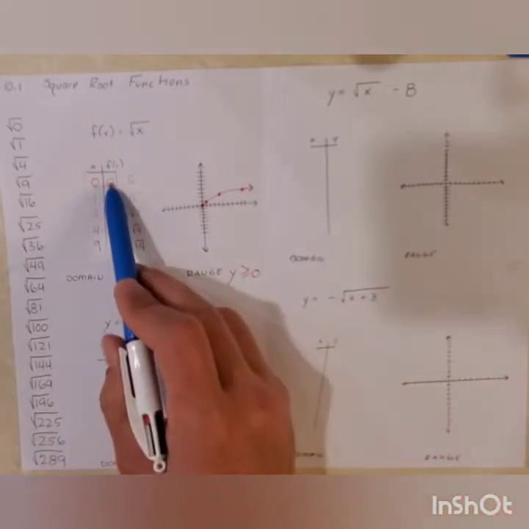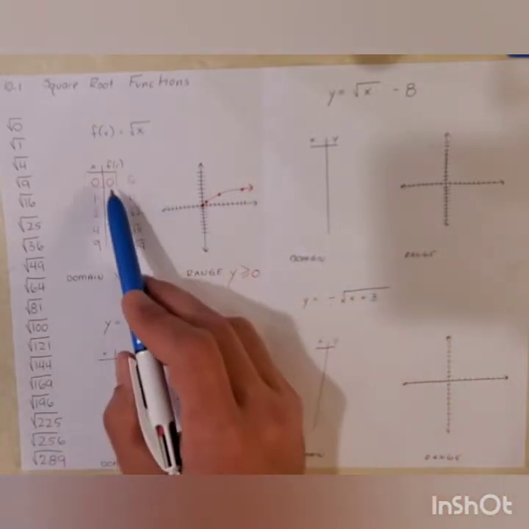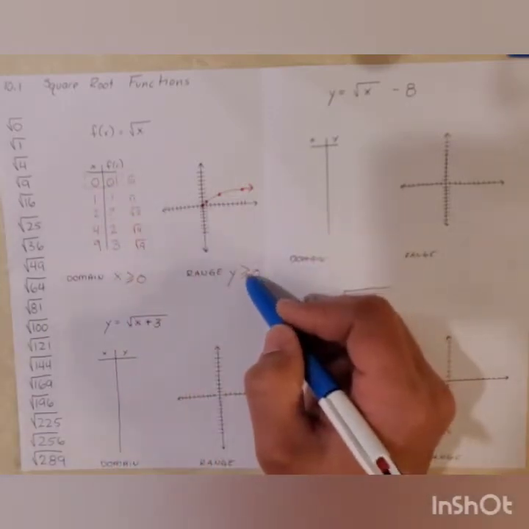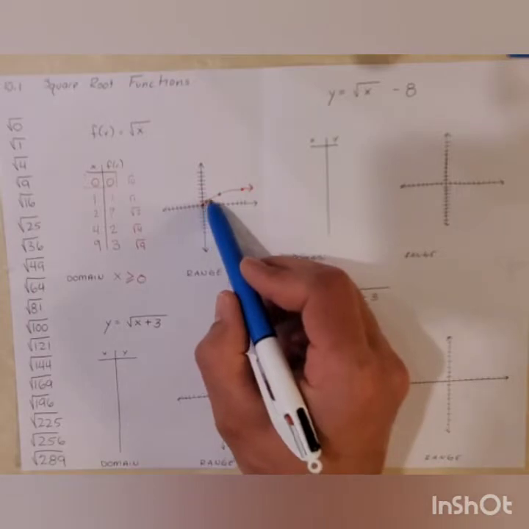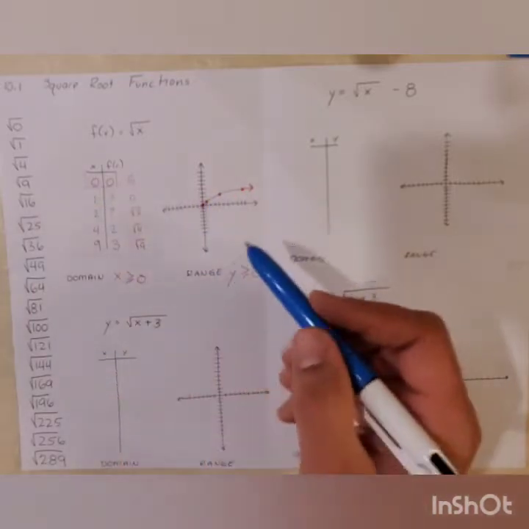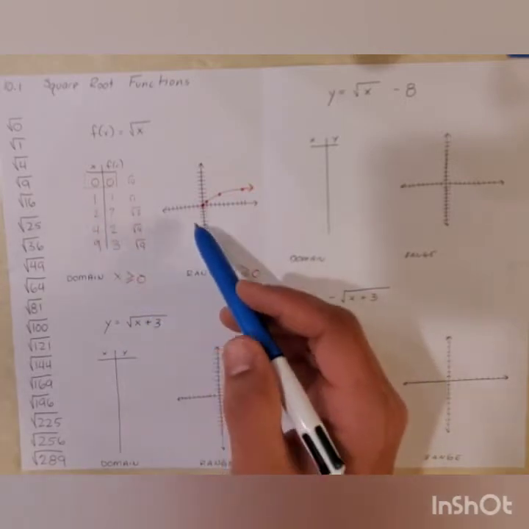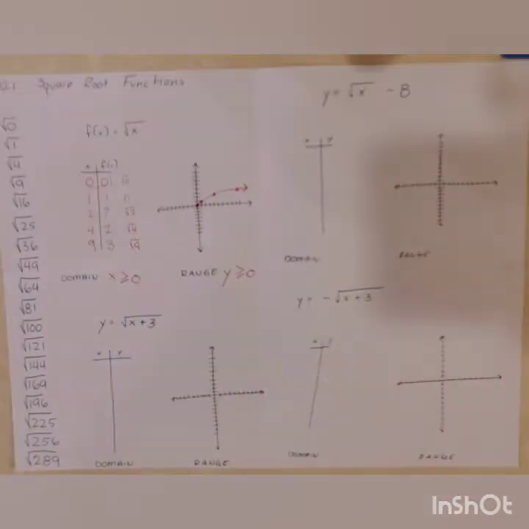You can also look at your table. Your table gives you the same information as your graph: 0, 1, 2, 3. You can see the numbers growing and getting bigger. Like I said, you can look at your graph, you can look at your table. All that information is there for you. It's a matter of which one you like to get it from. Okay? That's our first graph.